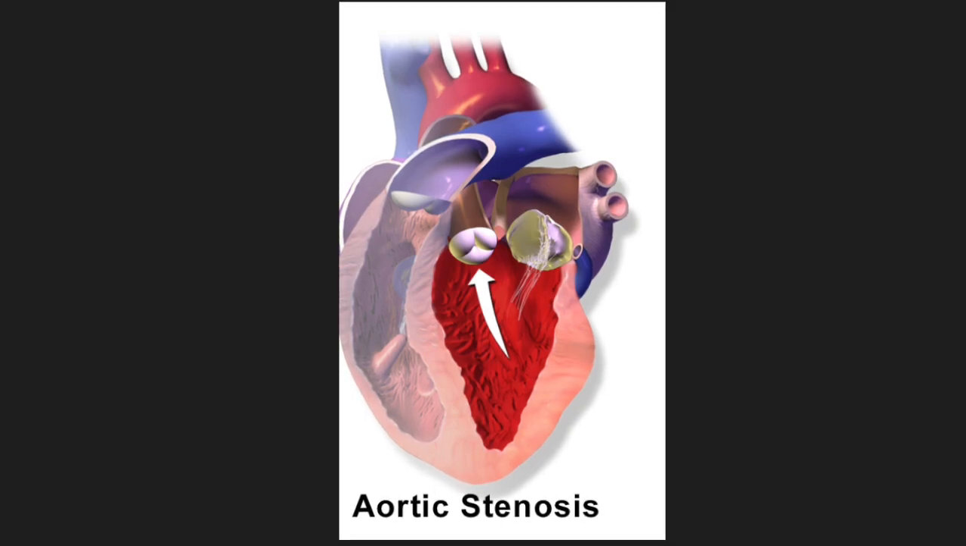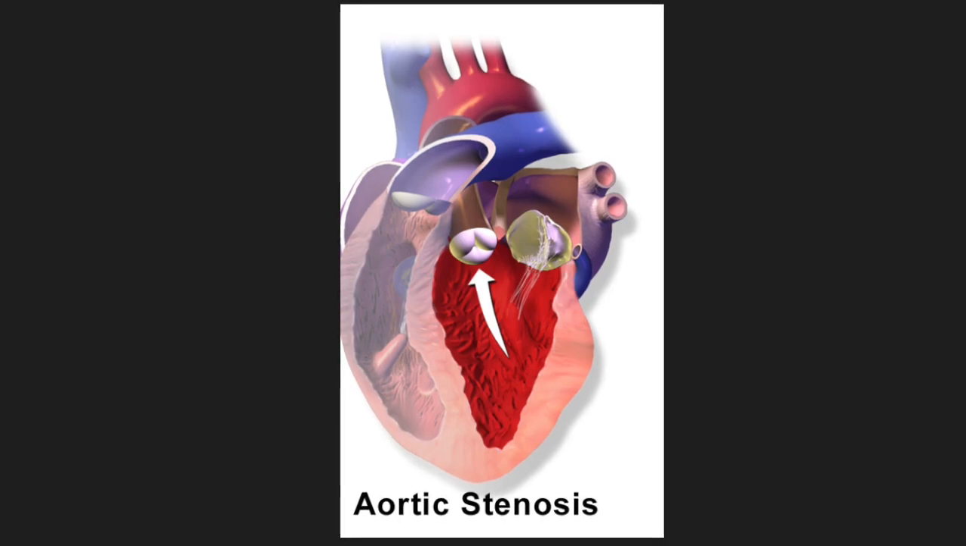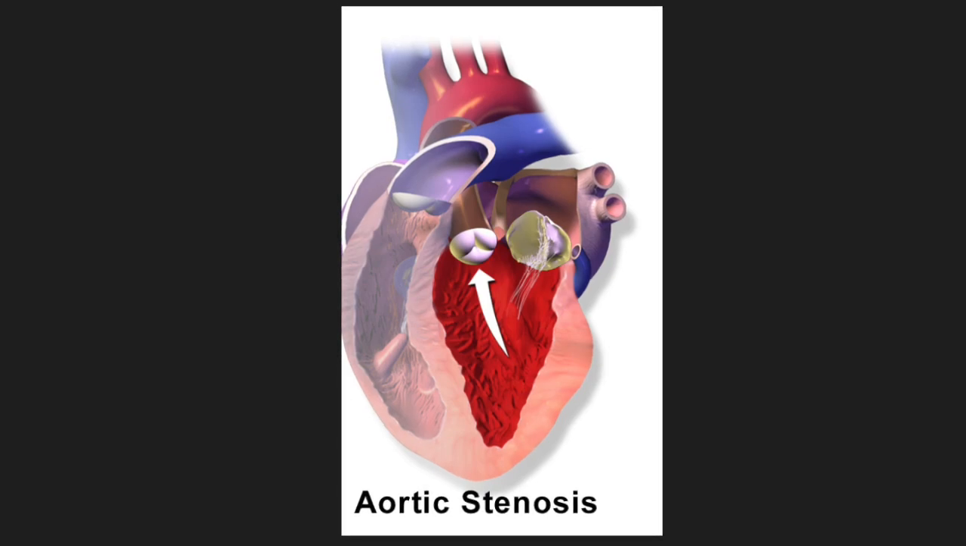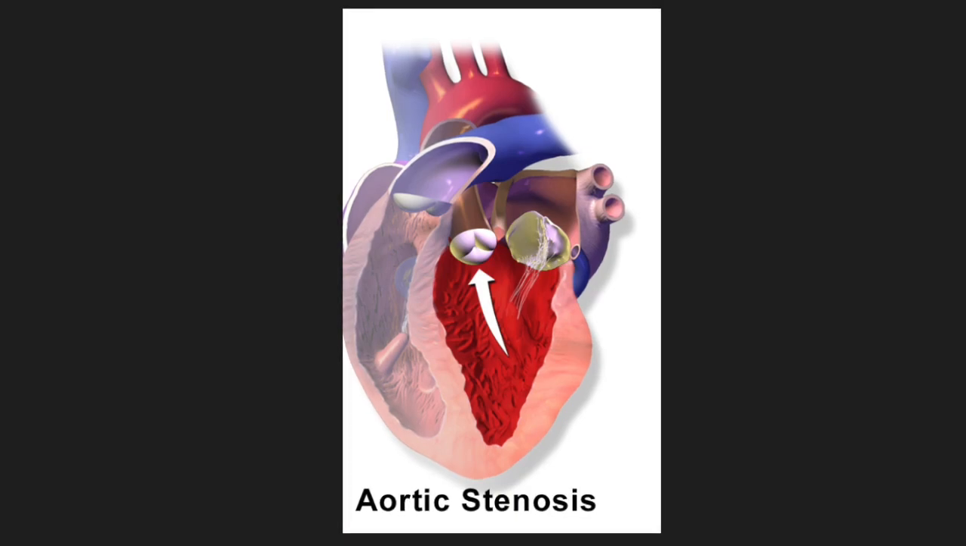There's no mixing of blood. There's no shunting from right to left or left to right. There's no increased blood flow to the lungs. It's simply a narrowing of the aortic valve, which makes it difficult for the left ventricle to pump sufficient blood to the body. And again, this is usually repaired with a valve replacement.